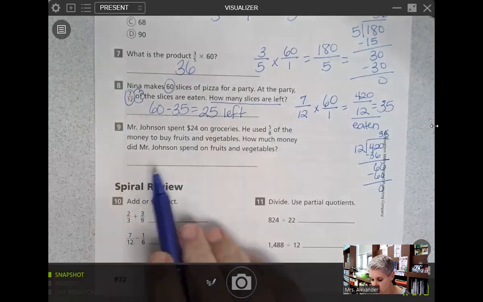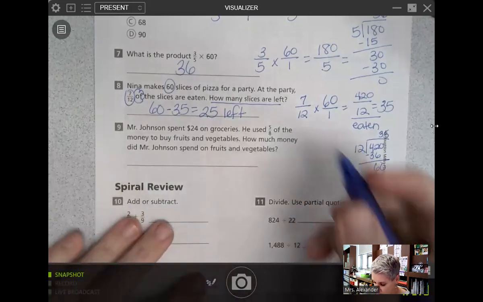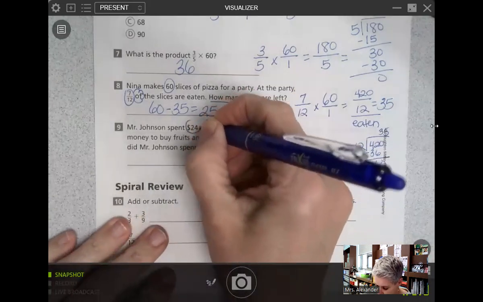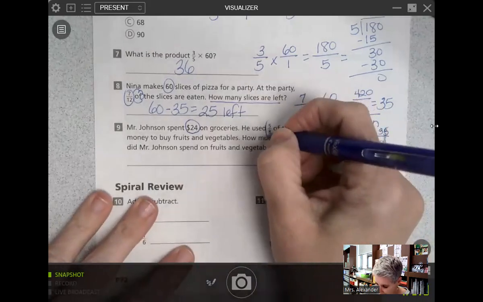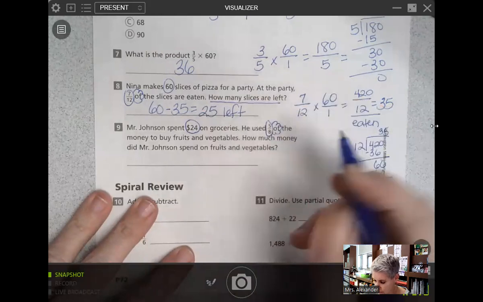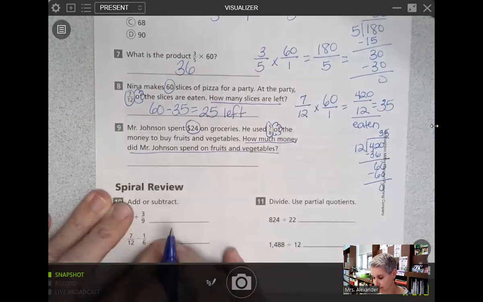Number 9, Mr. Johnson spent $24 on groceries. He used 5/8 of the money to buy fruits and vegetables. How much money did Mr. Johnson spend on fruits and vegetables? So, $24 total. 5/8 of that money was on fruits and vegetables. How much money is that?